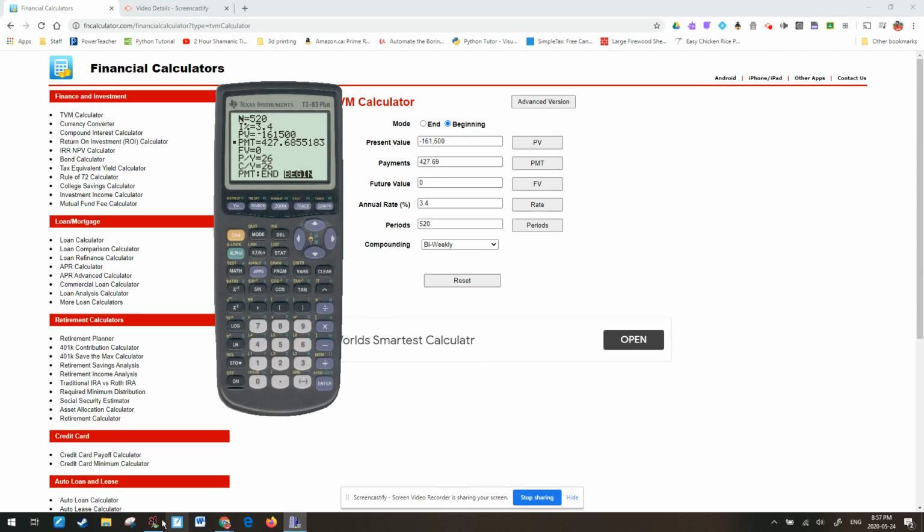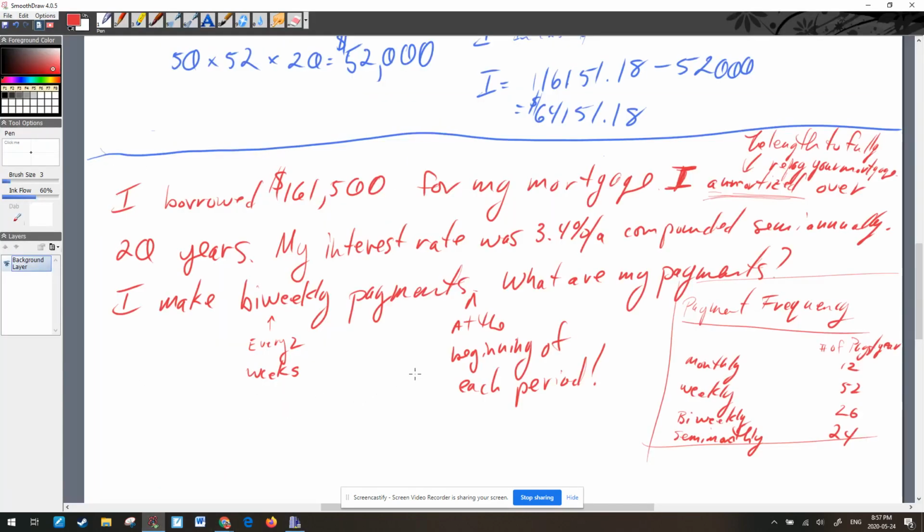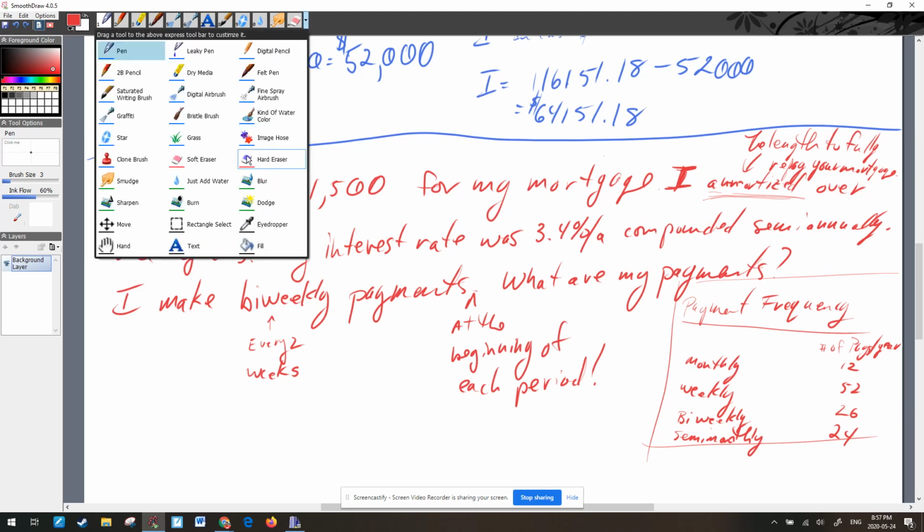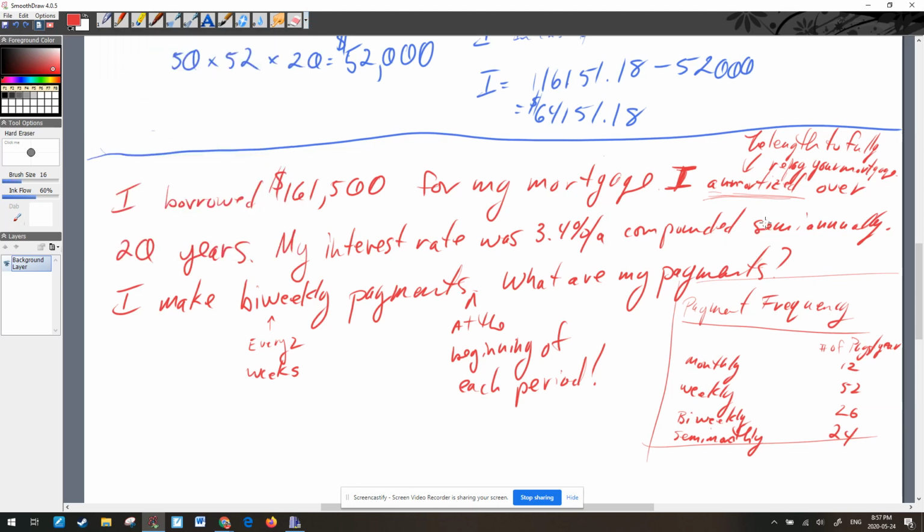So I'm going to go back to this problem over here, and we are going to change this from compounded semi-annually. Actually, I guess you're going to erase it. It's not going to be compounded semi-annually. It is going to be compounded the same as what the payments are. It's going to be compounded biweekly. Okay, and because of this, we're going to have to restrict ourselves so that from now on, it's going to have the same compounding period as the payment frequency.